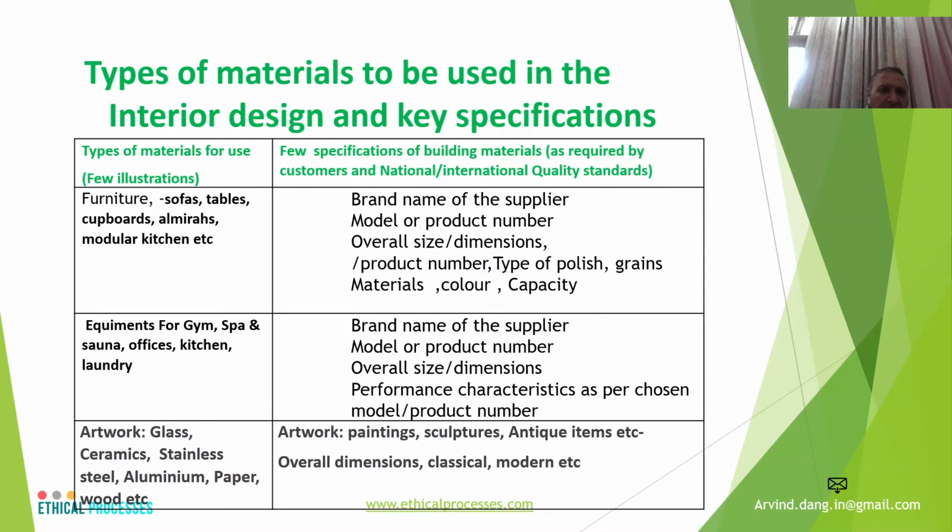Now we come to the next one, the FF&E, furniture, fixtures and equipment. Here furniture means things like sofas, tables, cupboards, almirahs, etc. Here the interior designer has to specify the brand of the supplier who is going to make this furniture, the overall dimensions, the product number, the type of polish, the grains, the color and the capacity, seating capacity, etc. In the case of equipment, it can be for the gym, for the spa, sauna, office, kitchen, laundry, etc.